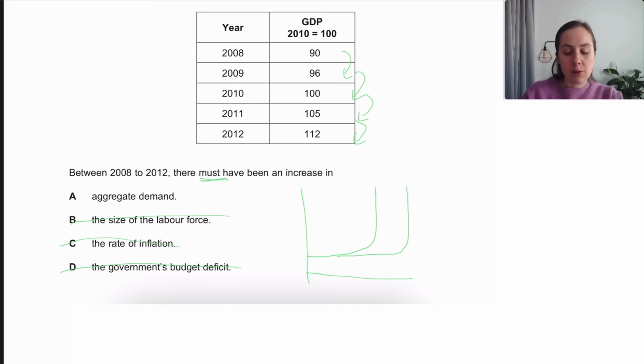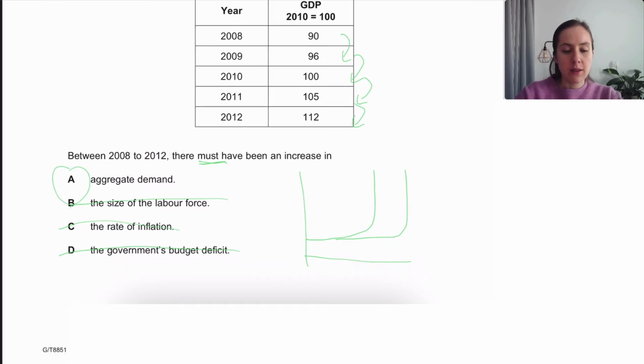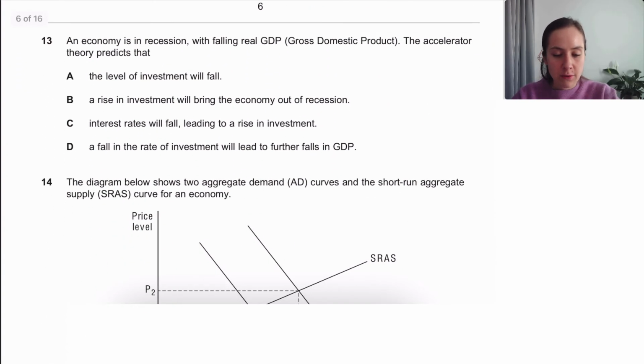It has to be accompanied with an increase in AD, so that looks like that's the answer. A recession with falling real GDP. Okay, the accelerator. The accelerator is that if there's less GDP, so if there's less output, the firms are not going to need their capital much more. They're not going to need all of it anymore. So they might start not using their capital and eventually selling that capital off. So they're going to scrap some investment and the investment will fall.